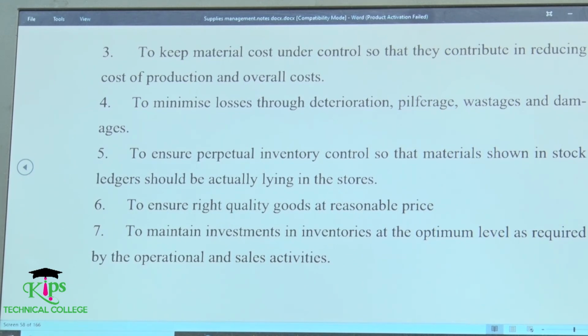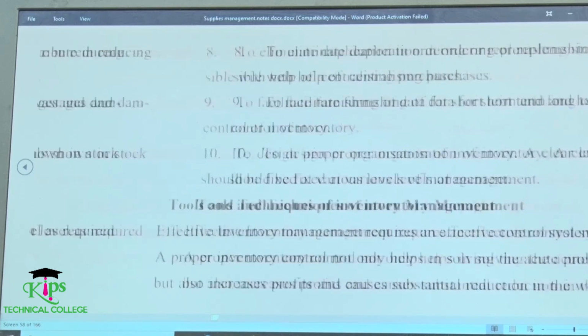You also are able to have the right quality of goods at a reasonable price. So when you are doing your negotiation, it's always good to negotiate about the quality of the goods that you are going to purchase, and the price must be affordable, so that when you sell them, the customer is not overcharged. You also need to maintain investment in inventory at the optimum level as required by the operational and sales activity. Remember, your investment, you must be able to get your returns. So when you are investing in inventory, you must invest carefully, so that you don't have losses at the end of the day.